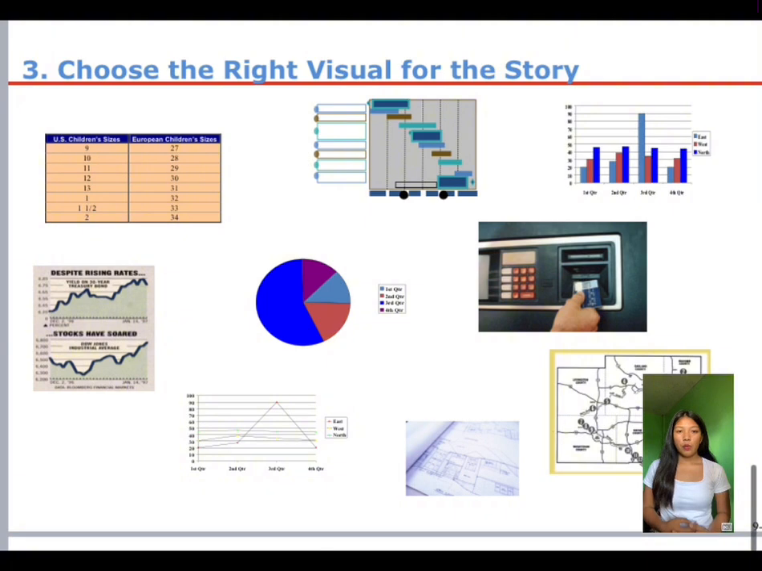Choose the right visual for the story. There is a table, the table in the upper left. This is best for representing exact values, like comparing US and European children's sizes. Tables are great for showing detailed data in a straightforward way but might not immediately highlight trends. Gantt chart: center, second from the top.